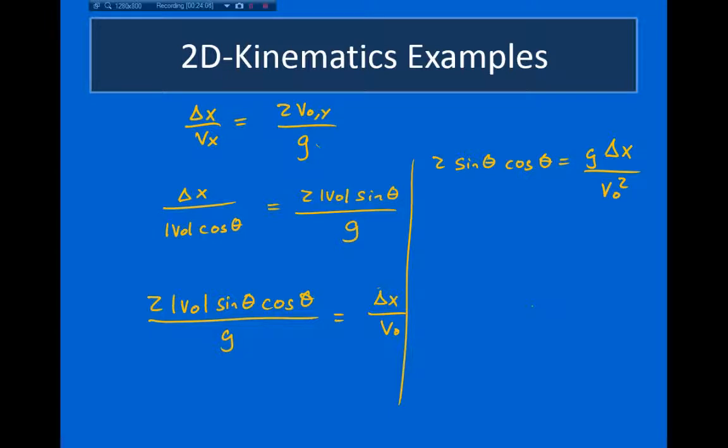Now, as I said at the beginning, these problems are pretty tricky. Looking at this, you might say, how am I going to solve for the angle theta? I've got sine and cosine here, and this is not easy to do. But it turns out, and I wouldn't expect anybody in here to actually realize this, that 2 sine theta cosine theta is a trig identity. That is equal to sine of 2 theta. So now we have sine of 2 theta is equal to g delta x over the initial speed squared. Now we can pretty easily see that we can solve this.